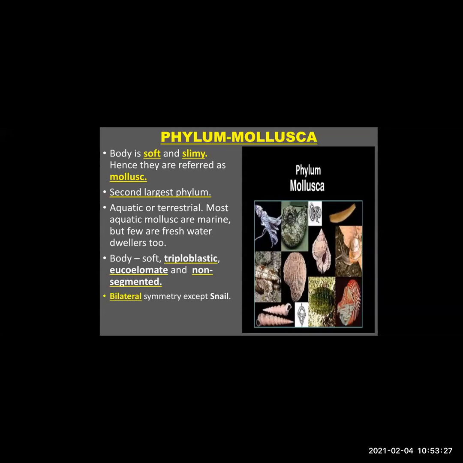The next characteristic is symmetry. How is the symmetry? If you see symmetry, the animals of this phylum show bilateral symmetry. Bilateral, again, means an imaginary axis divides the body into two equal halves. There is an exception. And which is the exception? Snail. Okay? Snail does not show bilateral symmetry. It is asymmetrical. Got it?